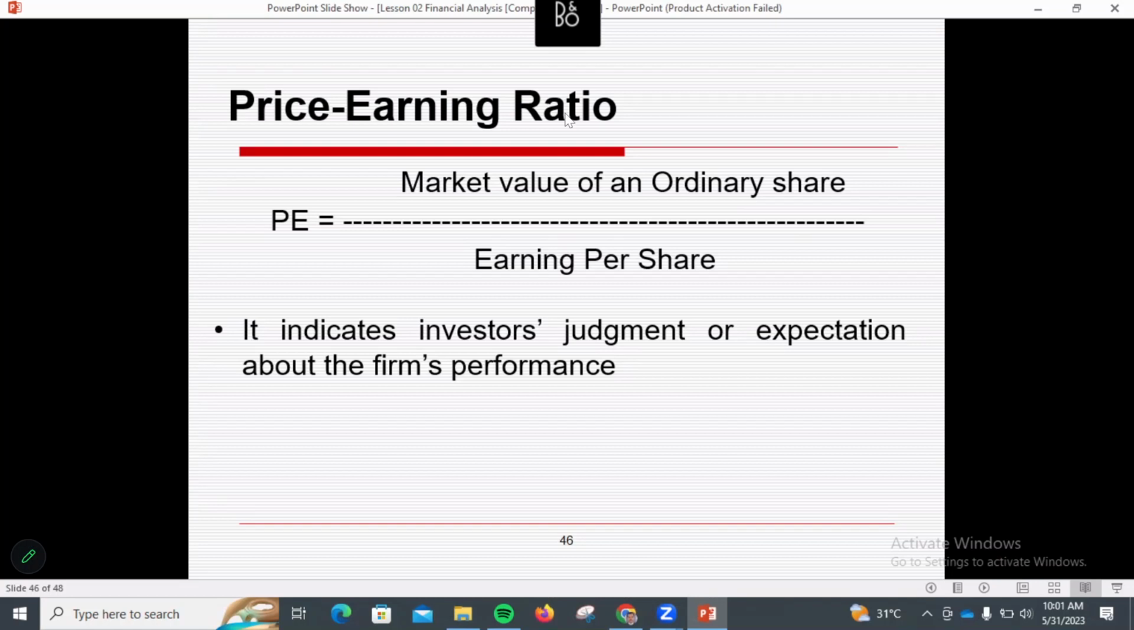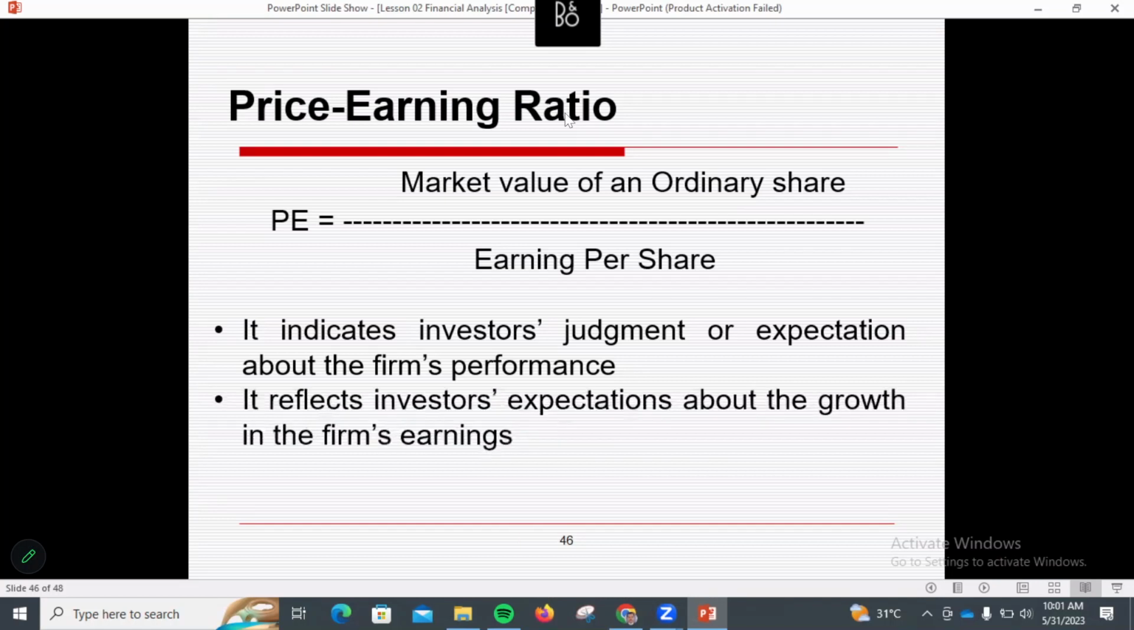When the price earning ratio is high, it means that the market value is high, resulting in a higher price earning ratio. That is a good indicator of the expectation for performance. So the higher ratio will give a judgment in favor of firm performance.